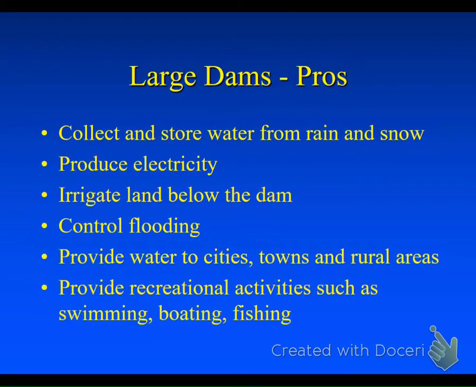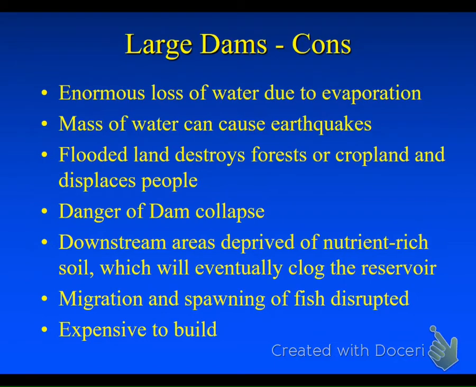Some of the advantages, you can store water. You can produce electricity. You can use the water to irrigate. You can use the water to play in. Some of the disadvantages, vast majority of the water you lose due to evaporation. Second of all, if there's enough of it, like behind the Hoover Dam or the Three Gorges, you can have earthquakes. What happens if you live downstream and it collapses? What are the 2 words you say? Damn it.